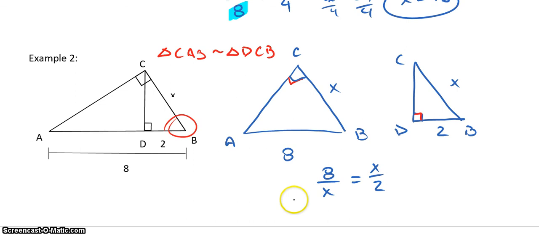Again, something's matching. So I have x squared equals 16. When you square root, you get plus or minus 4, but in this case, we're representing a side length, so it has to be positive. So x equals 4.